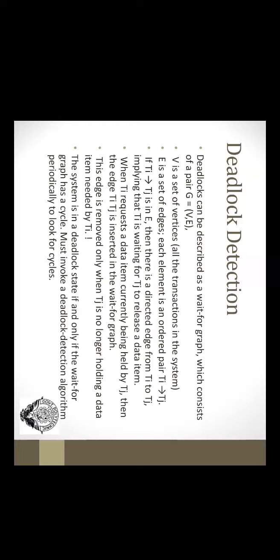Let's see how to detect deadlock. We are going to detect deadlock with the help of a wait-for graph. Here V is a set of vertices, all the transactions in the system, whereas E is a set of edges. Each element is an ordered pair from transaction Ti to Tj.